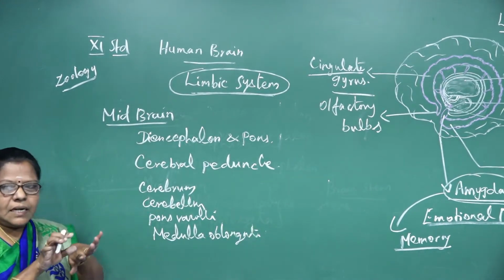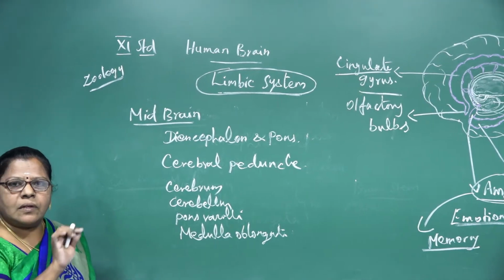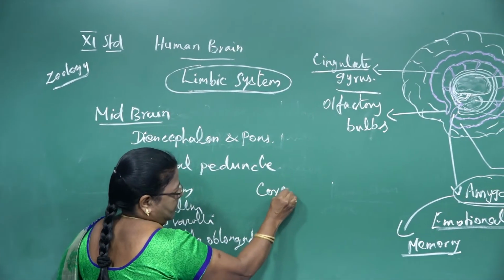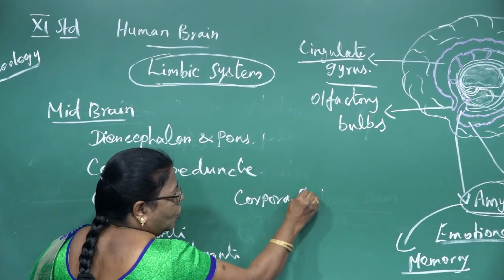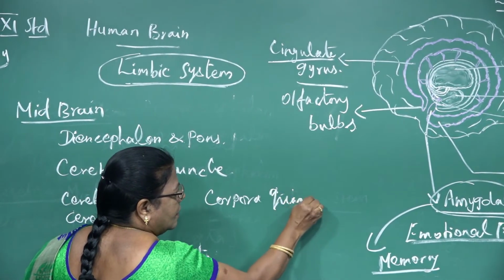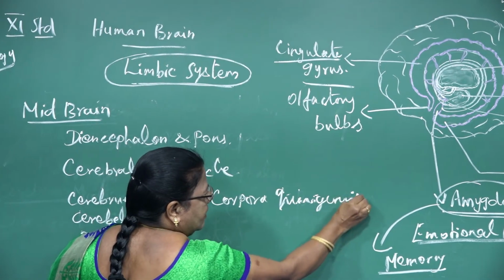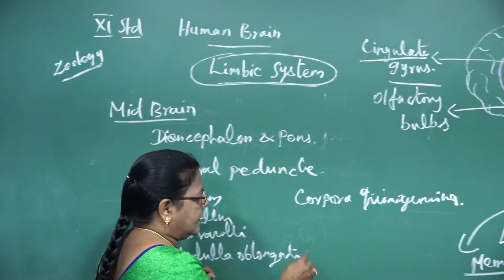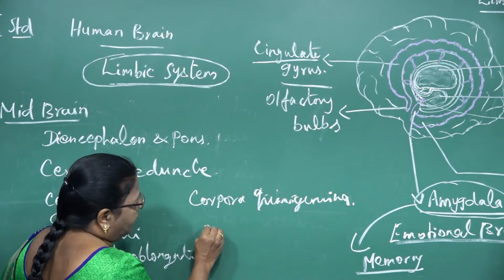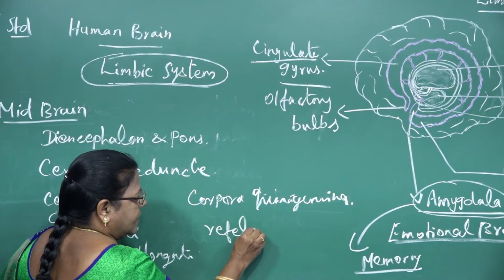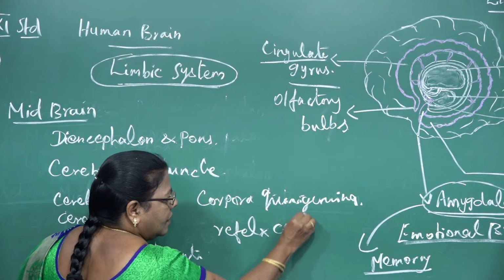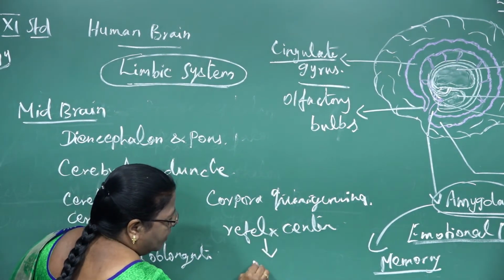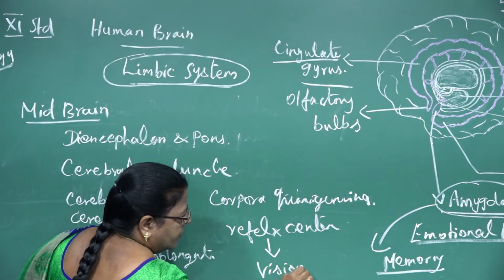In the dorsal region of the midbrain there are four rounded bodies that are called corpora quadrigemina. It also acts as a relay center. We can say it acts as a reflex center for vision and hearing.